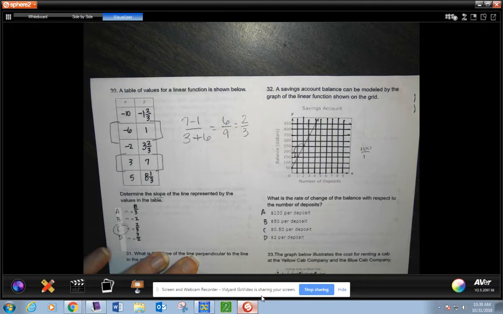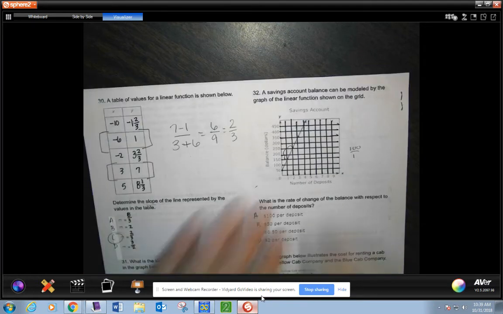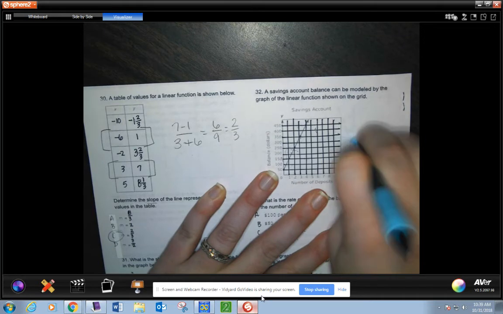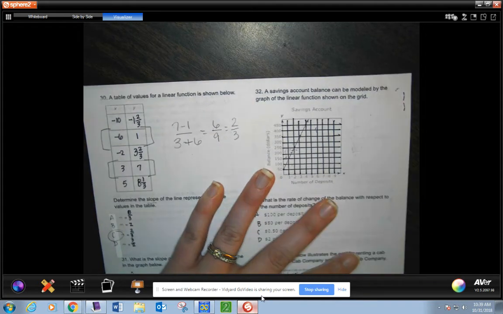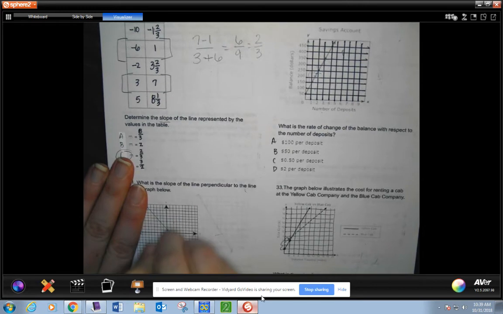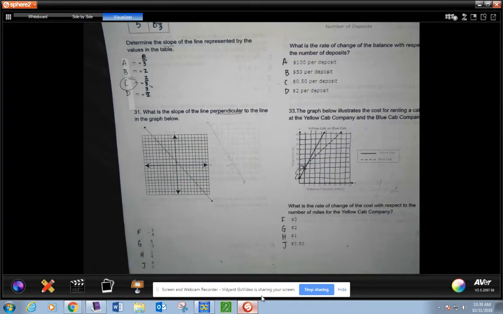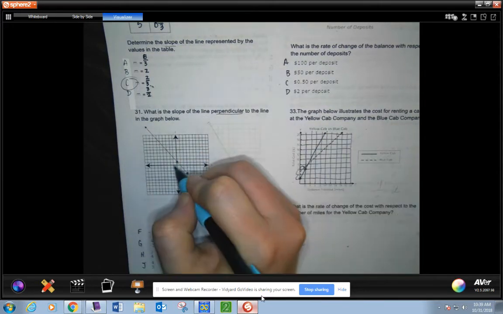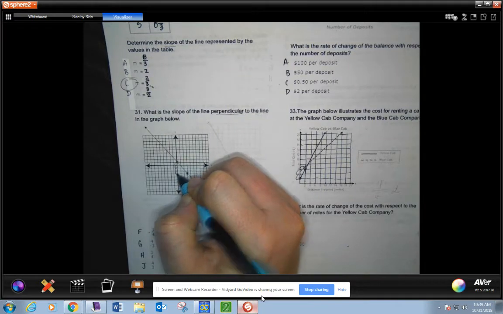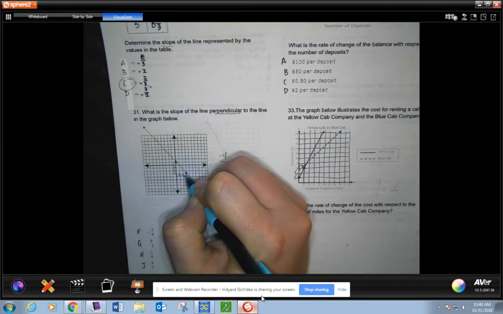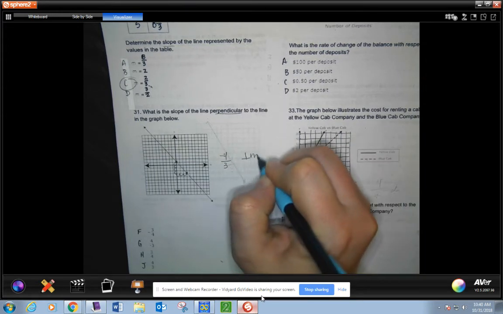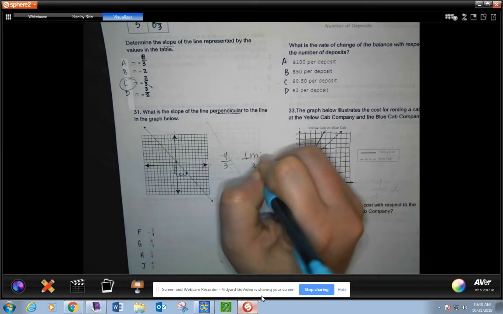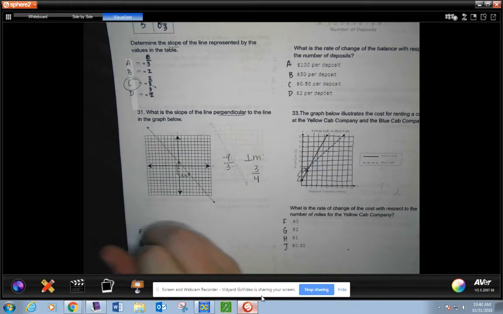Okay, for 34, you're looking at your line. Okay, on your line, they say, what is the slope of a line perpendicular to the line of the graph below? So the first thing that you need to find out is your slope. Well, I can see a point here and I can see a point here. So I'm going to find my slope. My slope is 1, 2, 3, down 4, and it's 1, 2, 3 to the right. And if I want perpendicular slope, you must take the opposite reciprocal. So I change the sign and flip the fraction. So my answer is H.